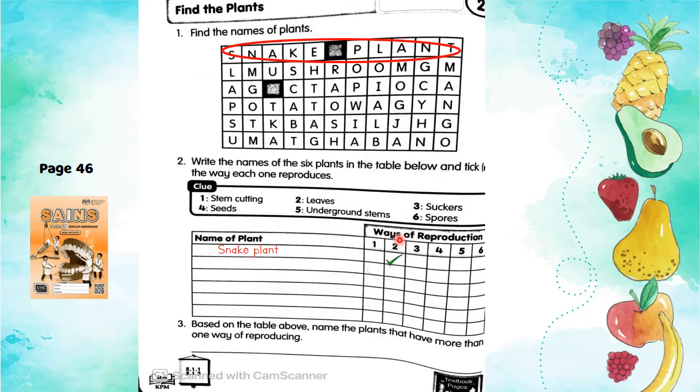Then, ways of reproduction. How the snake plant reproduce. We've learned before that snake plant reproduce through the leaves. So the leaves is on number 2. You tick box for number 2. And also answer question number 3. After you finish page 45 and page 46, please snap your picture and send it to me so that I can check your answer.